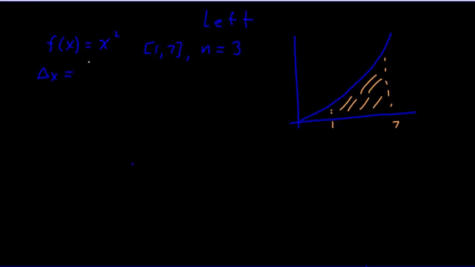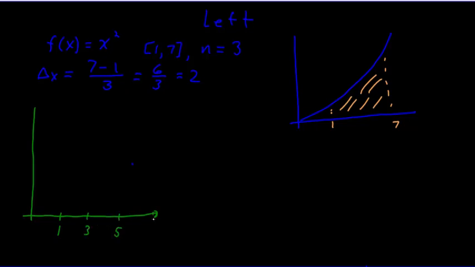So we're going to take 7 minus 1, that's the length of the interval, and divide it by 3. So we get 6 over 3, which is 2. So our delta x is 2. In other words, every rectangle is going to be 2 units wide. So let's see if we can draw that out here. We start off with 1, we add 2 to it, we get 3. We add 2 to that, we get 5, and we add 2 to that, and we get 7. And that's the interval. We want to go from 1 to 7.